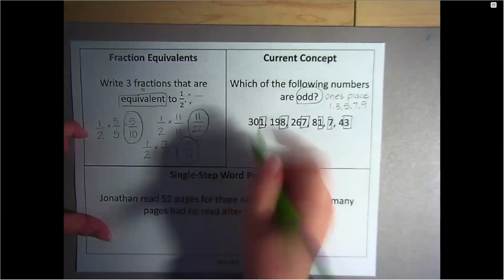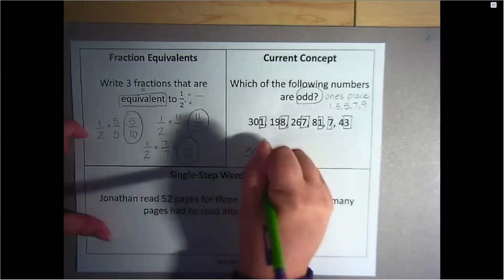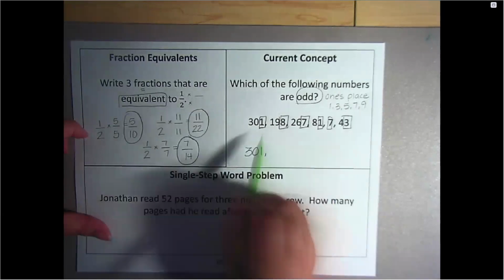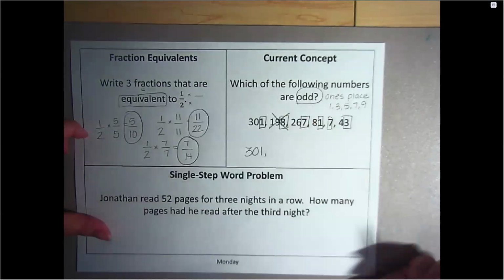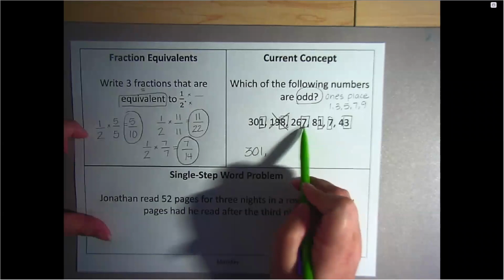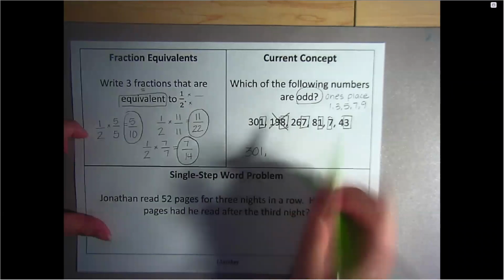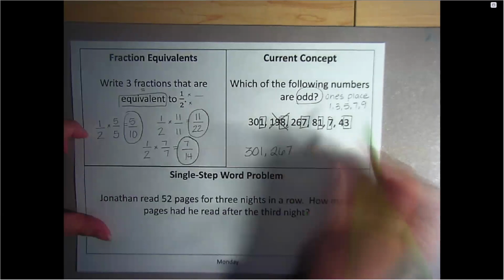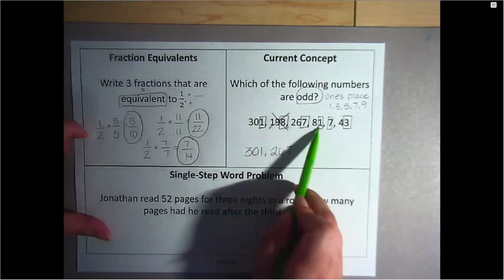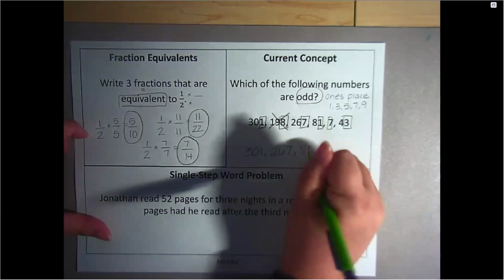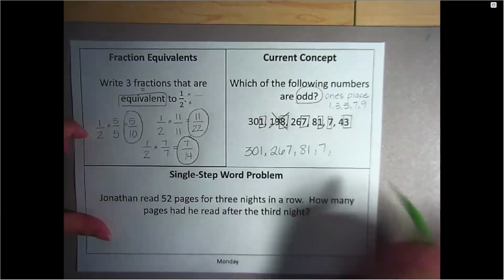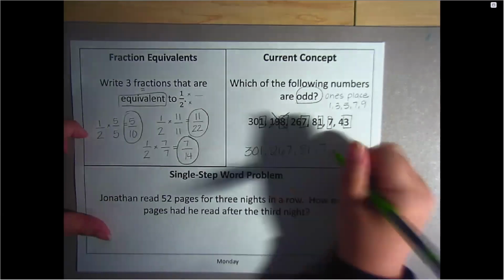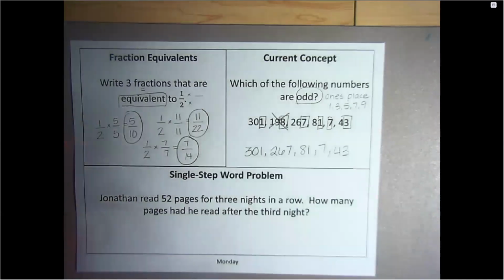301, 1 is an even number or an odd number? So 301 is an odd number. 198, 8 is not an odd number, so it is not odd. 267, 7 is an odd number, so 267 is odd. 81, the 1 tells me that 81 is odd. 7 is an odd number. And 43, 3 is an odd number, so 43. So the only number that is not odd in that set of numbers is 198.